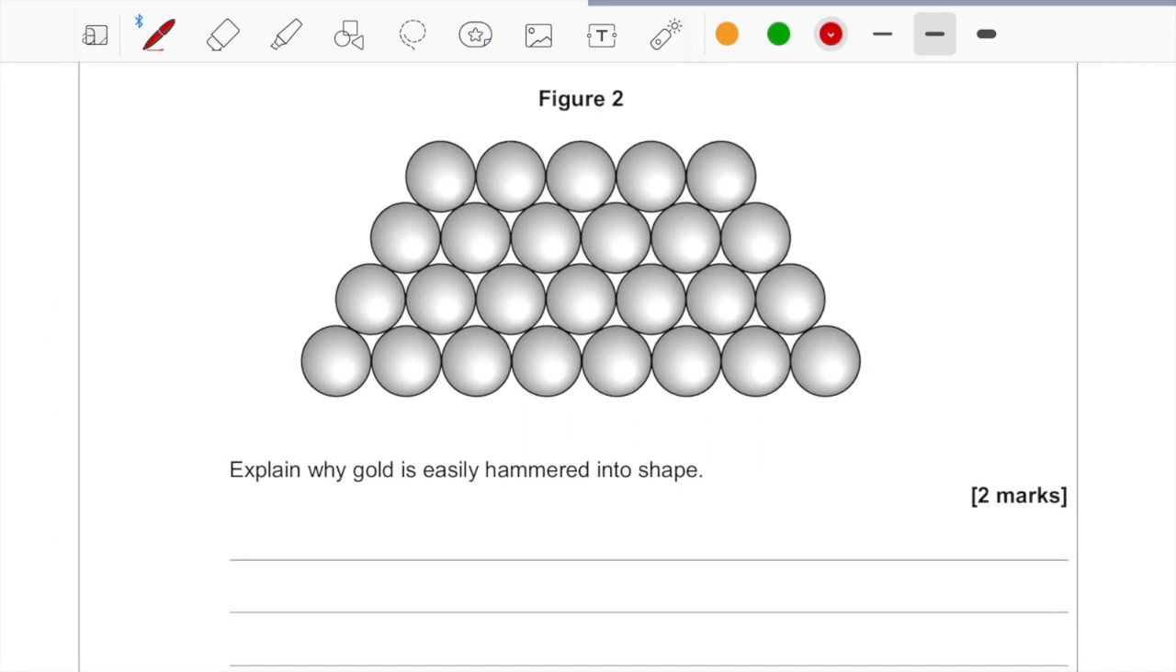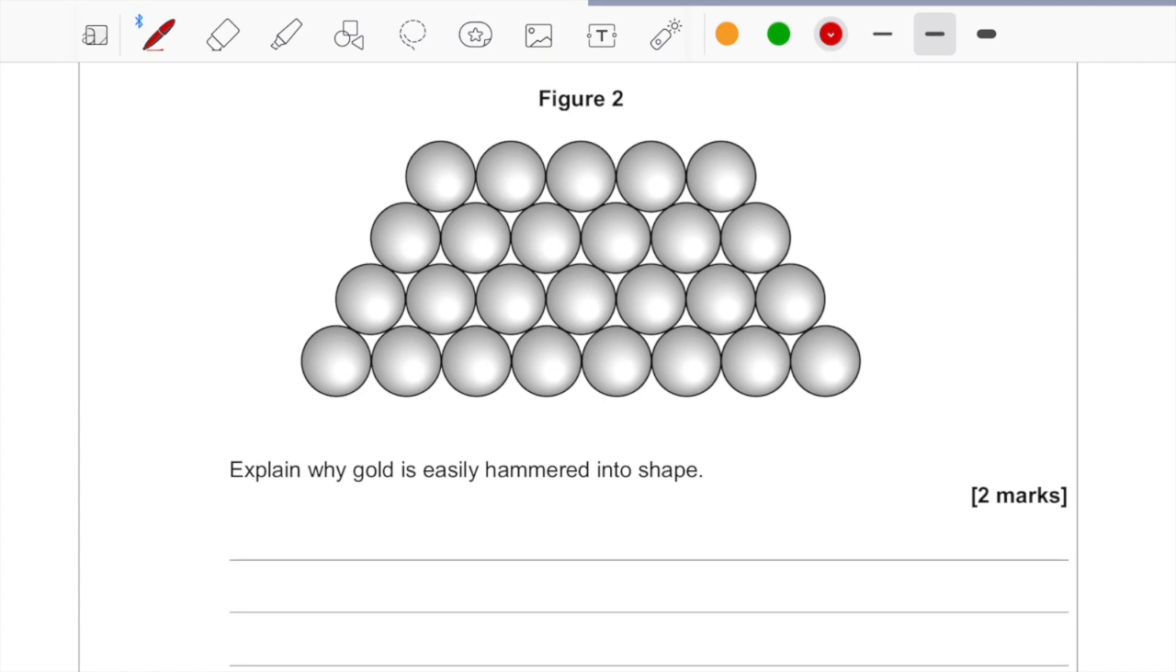Okay, so this was a question that wasn't answered very well, and it was asking why gold is easily hammered into shape. So why are metals? I mean, this is about gold, but gold is an example of a metal. This is what will happen is we do in class, we do types of substances like metals or ionic compounds, but then in an exam question they'll pick a particular metal or a particular ionic compound, but everything we've spoken about referring to those types of substances will apply to that specific example.